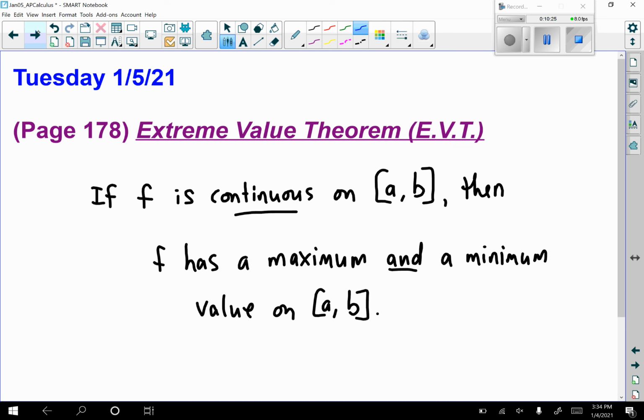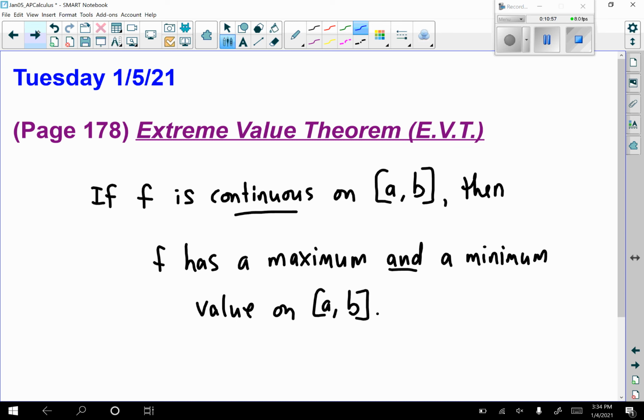Now, with most theorems, if a hypothesis of the theorem is met, then we're guaranteed to get to the conclusion. So the extreme value theorem is a guarantee that we're going to have absolute maxes and absolute mins if f is a continuous function on a closed interval from a to b. So if that holds true, then f is guaranteed to have an absolute maximum value and an absolute minimum value on this closed interval.